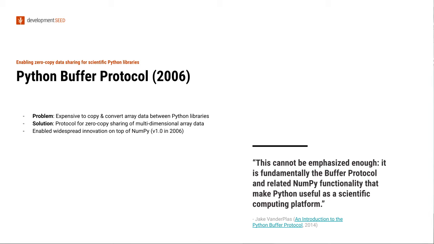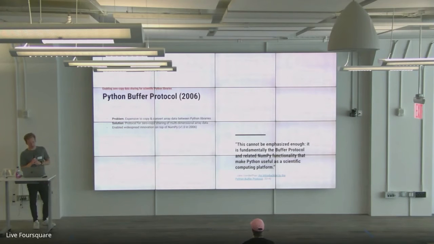because Jake VanderPlas, who's written some books on data science in Python, has said that the buffer protocol is why Python is the environment that it is for scientific computing. It allows you to share multidimensional array data between Python libraries without having any copies. You're able to point to specific locations in memory where you have your C arrays and not have to go through Python, which might slow things down. And so that enabled a ton of innovation on top of NumPy.